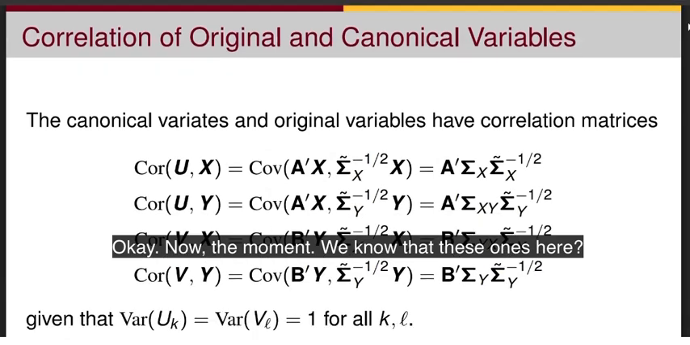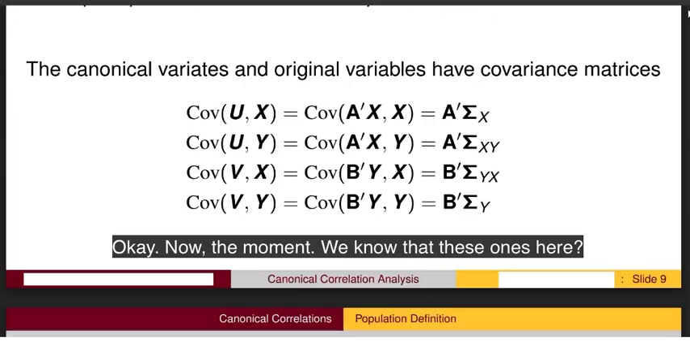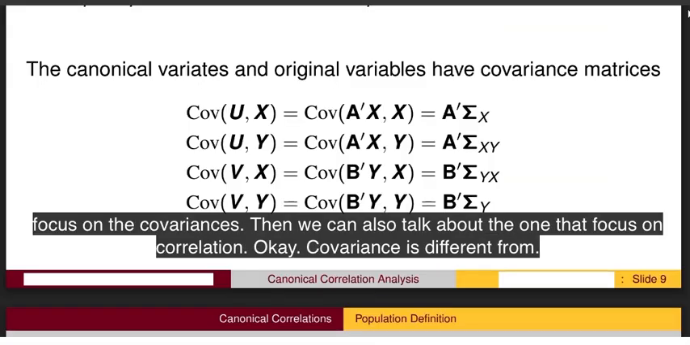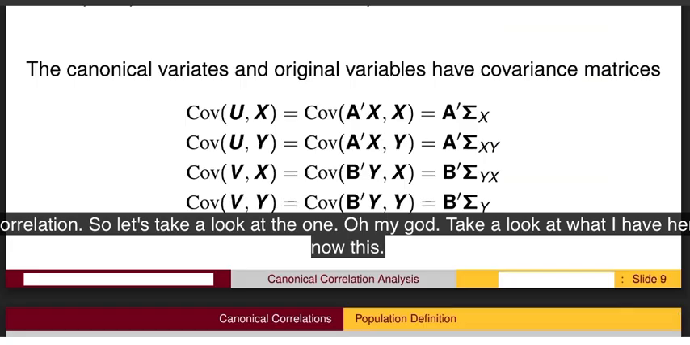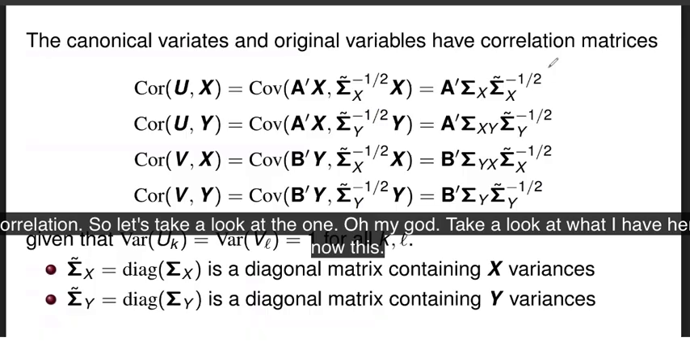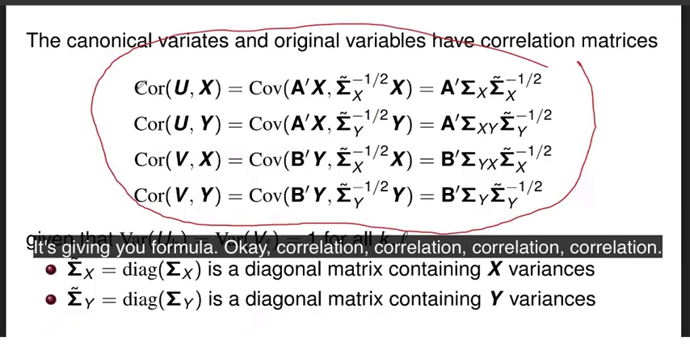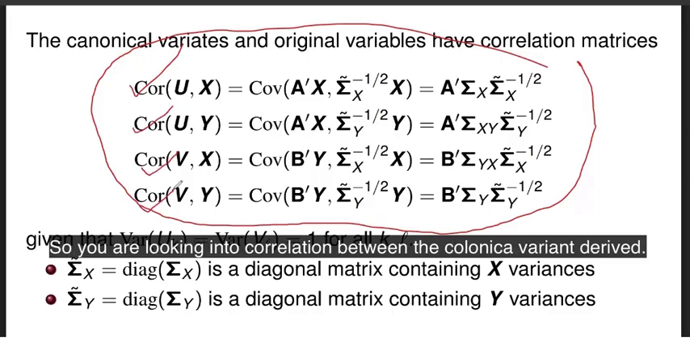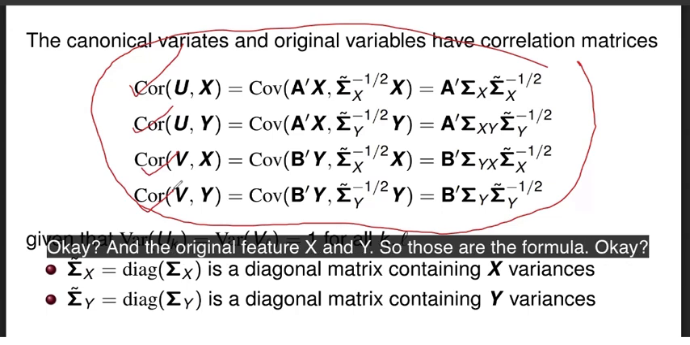Now, the ones we have here focus on the covariances. Then we can also talk about the ones that focus on correlation. Covariance is different from correlation. So let's take a look at that. This is giving you the formula for correlation. So you are looking into the correlation between the canonical variate derived and the original features X and Y. So those are the formulas.